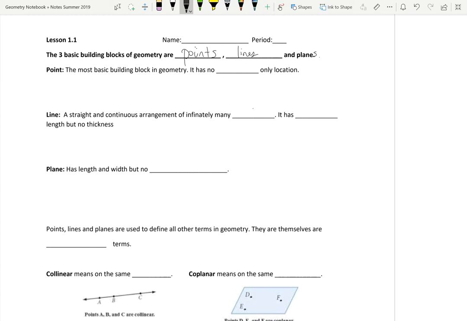A point is the most basic building block in geometry, and it has no size, only location, such as point P, or point A, or point B. A line is a straight and continuous arrangement of infinitely many points, and it has infinite length but no thickness. So imagine you have infinitely many points and you put them all together and eventually you get a line. And this line will go infinite in two directions. Typically, we're going to label it with 2 points, such as A and B. So this would be line AB.